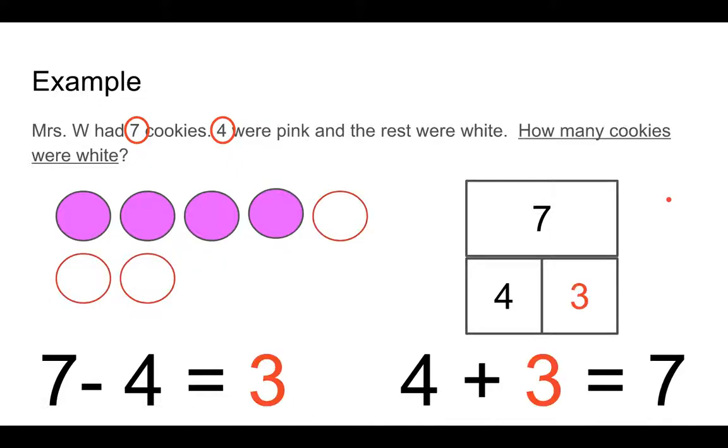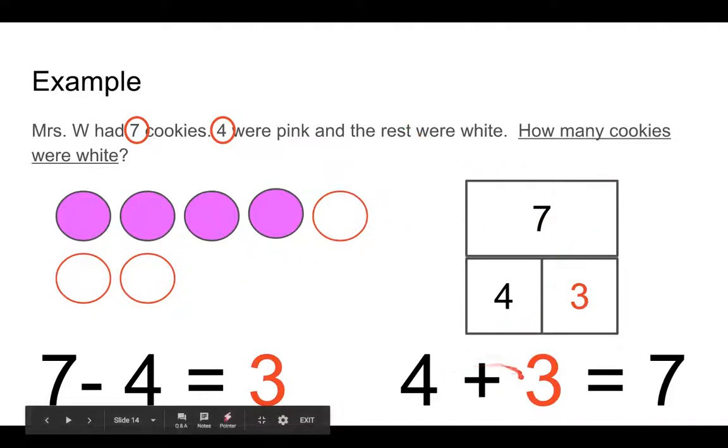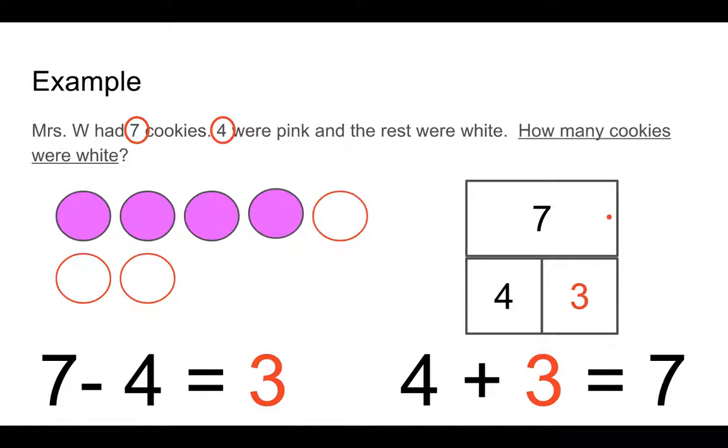Whichever one you use, you'll get 3. 7 minus 4 is 3. We can see that with the 3 white circles. And we can tell that 4 plus 3 equals 7. When we put 4 and 3 together, we have however many cookies we started with, which was 7. Let's take a look at another example.